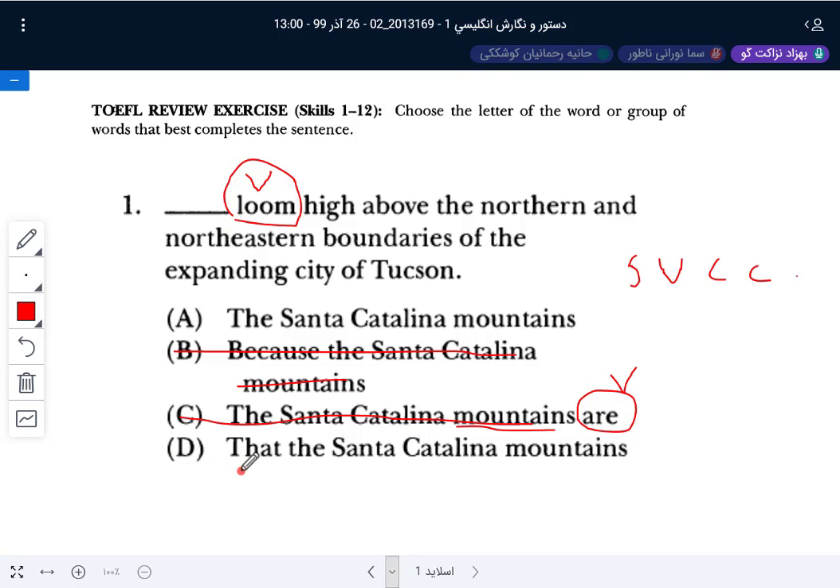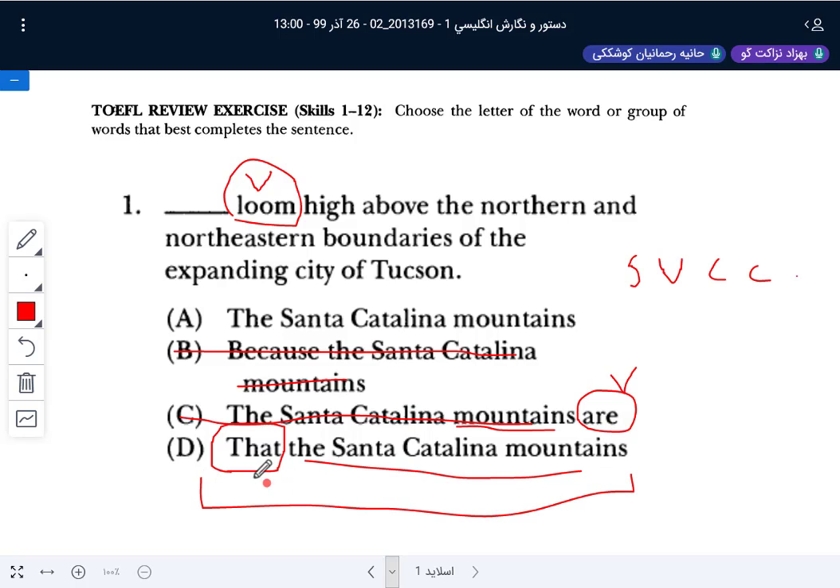If I choose that at the beginning of any sentence and immediately after that we have the subject, it shows that this is a noun clause marker. And we have a noun clause. In the noun clause, we have the subject and this is the verb, then we need to have, because the whole noun clause functions as a singular subject, the verb to agree with this.